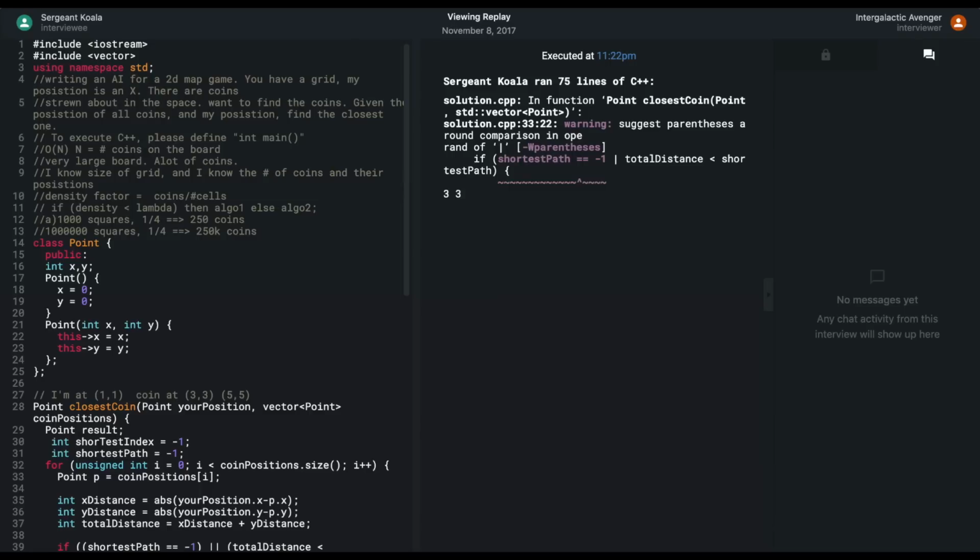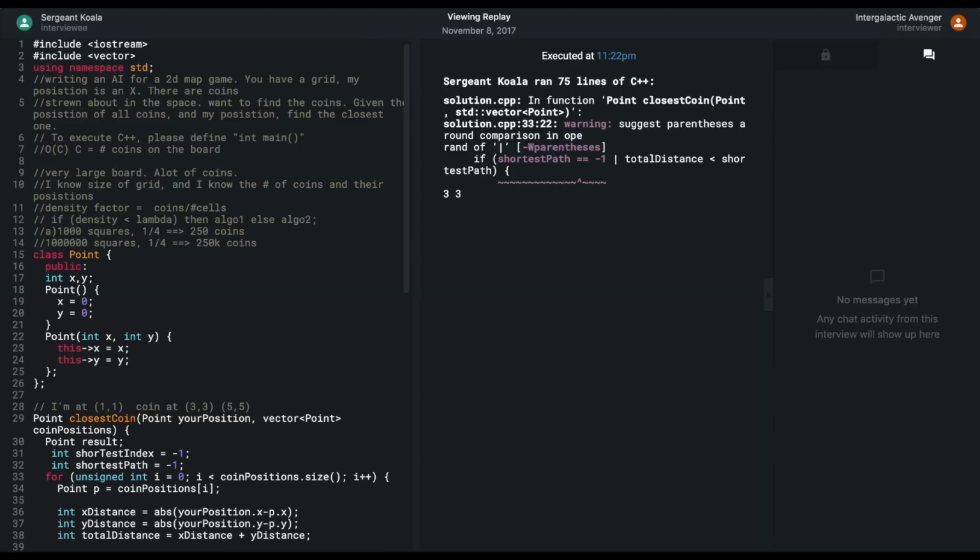I'm going to change this. I want to change C to be the number of coins on the board, so that's O of C. And then I'm going to say that N equals the total number of cells. So it's not the length. Oftentimes they say it's N squared, the length of a row by the length of a column. Here, N equals the total number of cells.